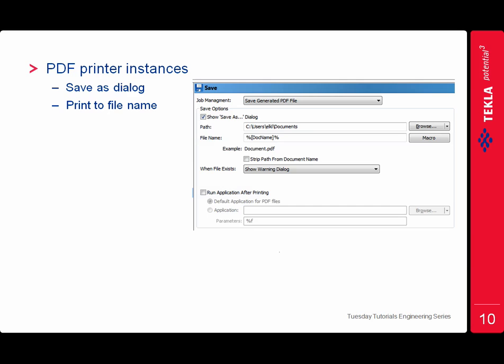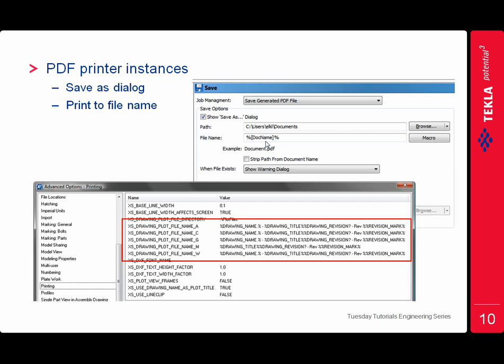Okay, so let's talk a little bit about PDF printer instances. If you're printing to a PDF printer and you want to do batch plotting or printing, it helps to have a PDF printer that will let you turn off the Save As dialog and then automatically name and set a path for those drawings. That makes it a little bit easier so that you're not constantly having to hit the Save button whenever that pops up for however many drawings you have.